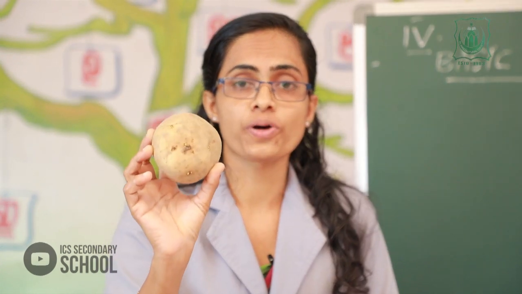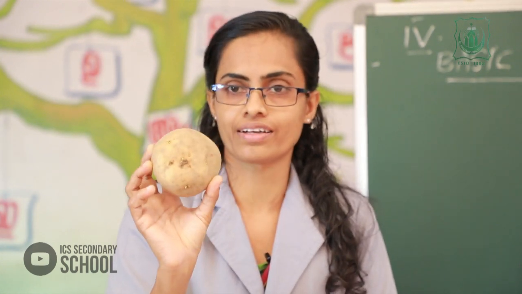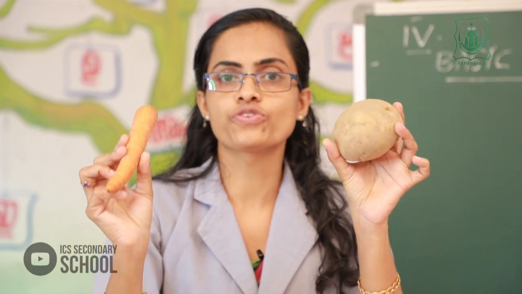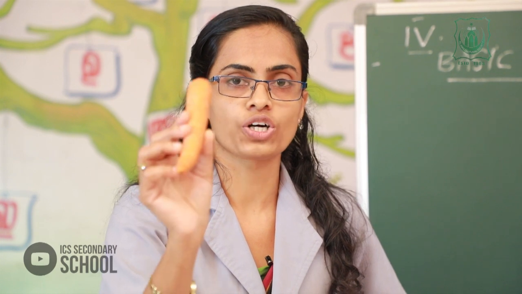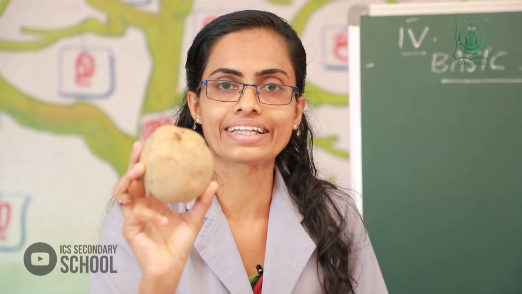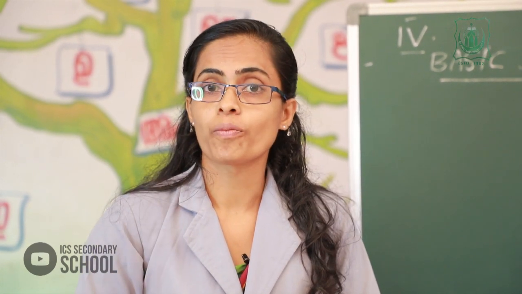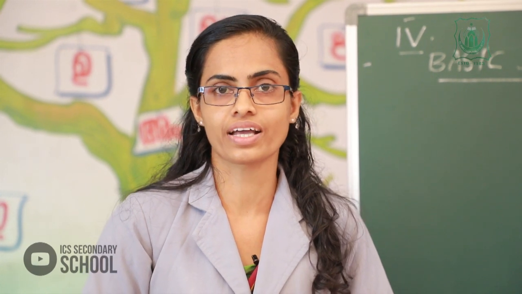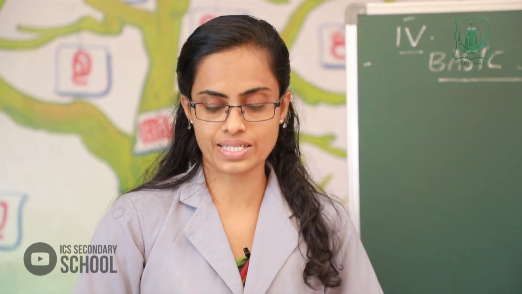This one, potato, the food is stored in its stem. All of you clear? Then carrot and potato. In the carrot, the food is stored in the root, and in the potato, the food is stored in the stem. Then find out more examples of such plants next class.